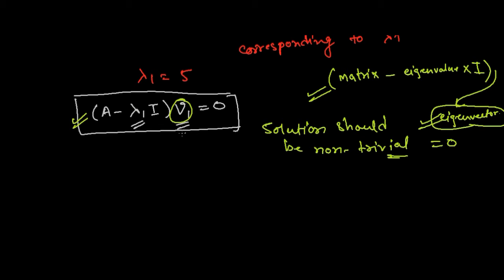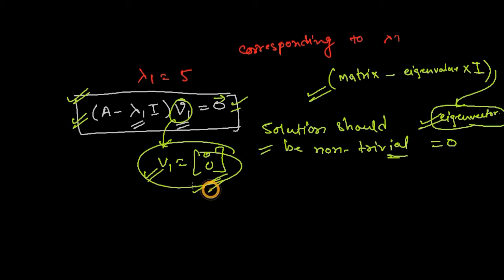non-trivial. What do we mean by non-trivial? If you put v1 equal to the zero vector, the LHS becomes 0 and the RHS is already a zero vector, so the equation is satisfied. This is a solution, but it is a trivial solution. We need to find some non-zero v1, some non-zero eigenvector. That is a non-trivial solution. So let's solve for our case here.